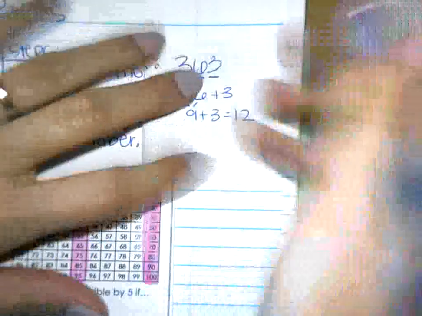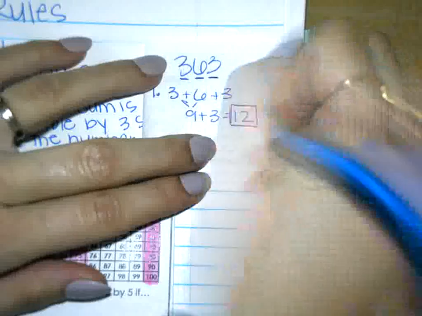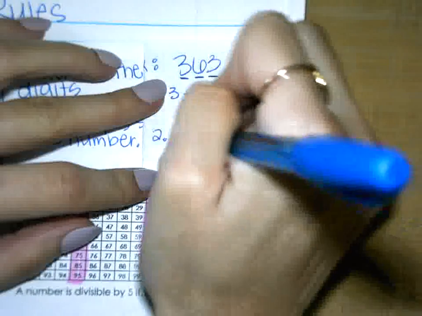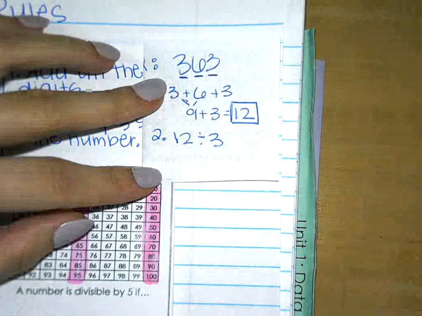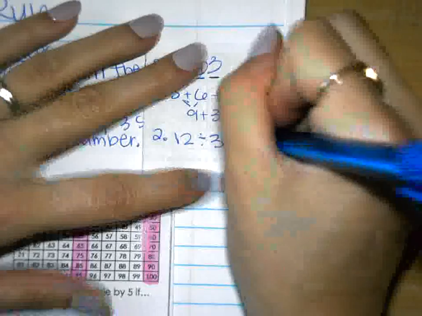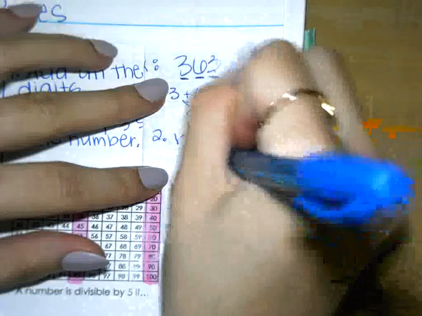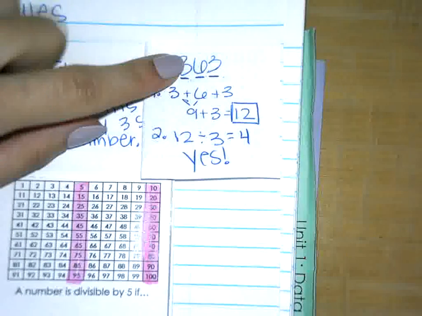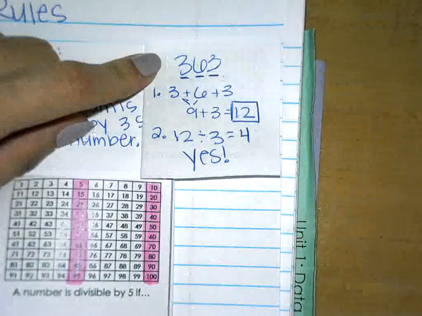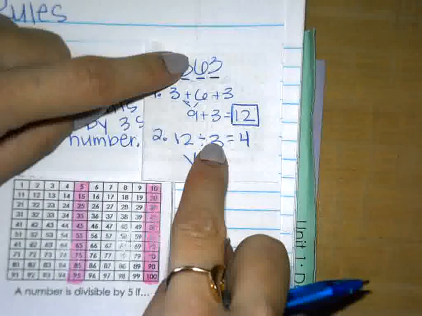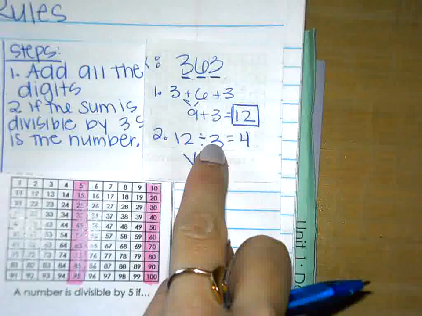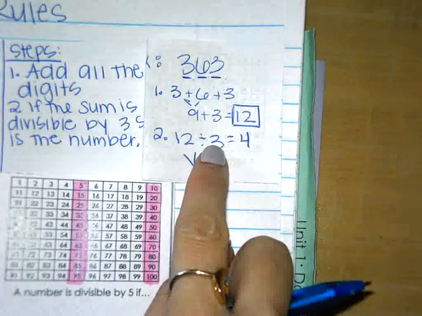Meaning, can I do 12 divided by 3? Yes, it is 4. So that means that 363 is also divisible by 3. So if the sum is divisible by 3, the number is divisible by 3, meaning I can divide that number by 3.